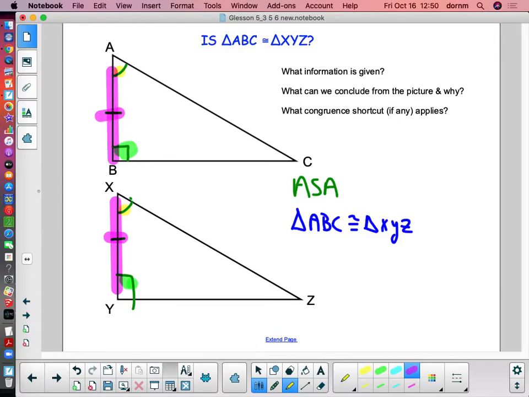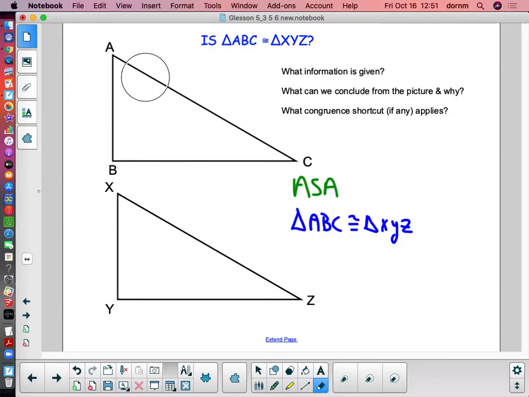Now I know some people probably saw that right angle and thought, oh, this is going to be hypotenuse leg. Not always. It is a right triangle, but we don't have the facts for hypotenuse leg. We just have angle side angle. And that's okay. Sometimes right angles are just right angles. It doesn't necessarily mean we have to use hypotenuse leg.